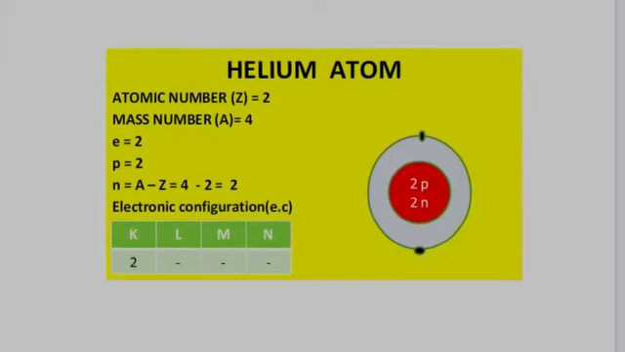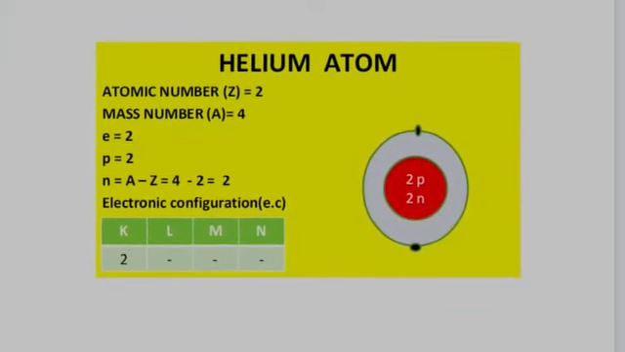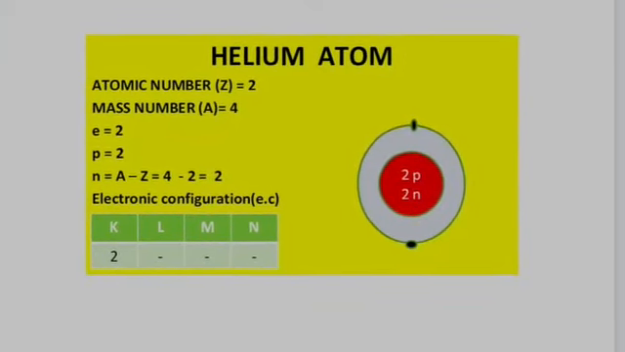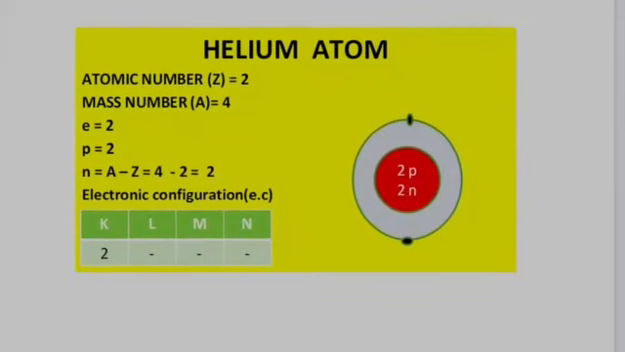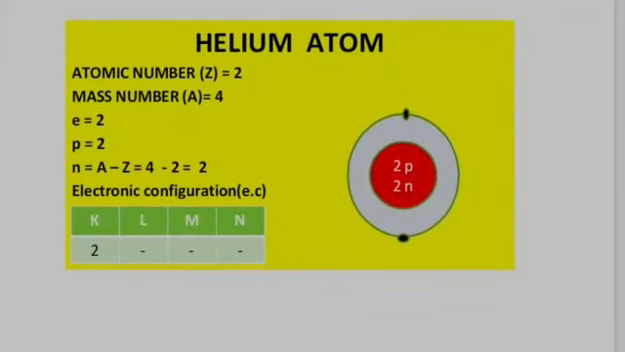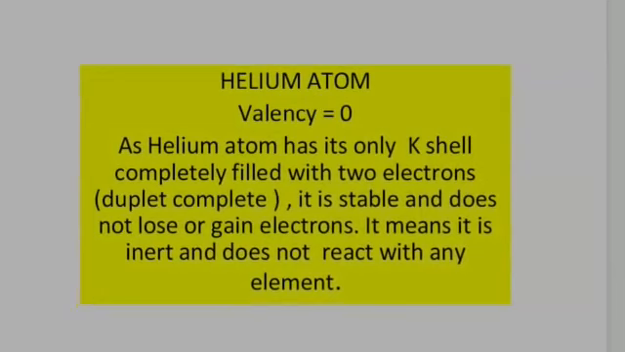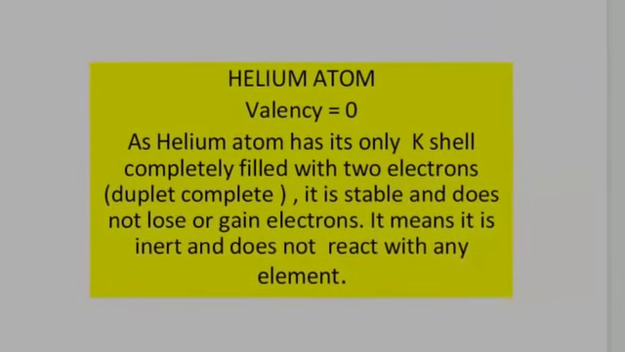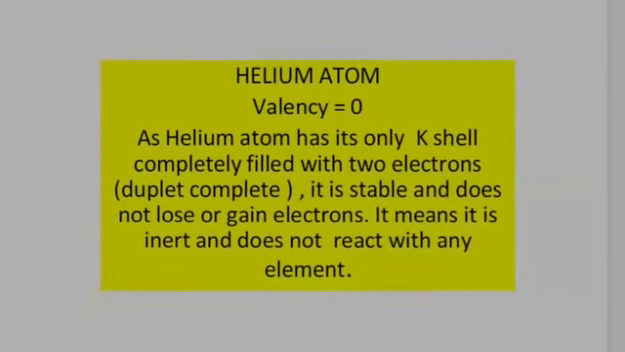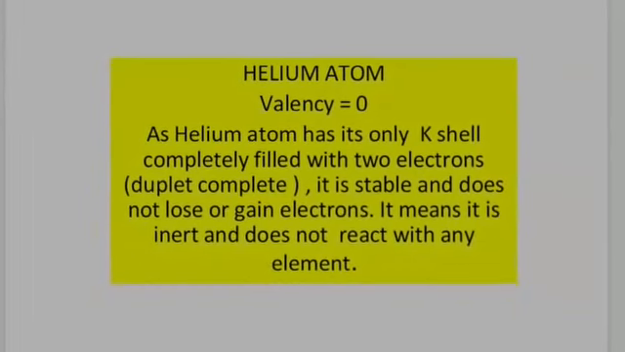Helium atom has its only shell, the K shell, completely filled with 2 electrons, that is, doublet complete. So, it is stable and does not lose or gain electrons. It means it is inert and does not react with any element.